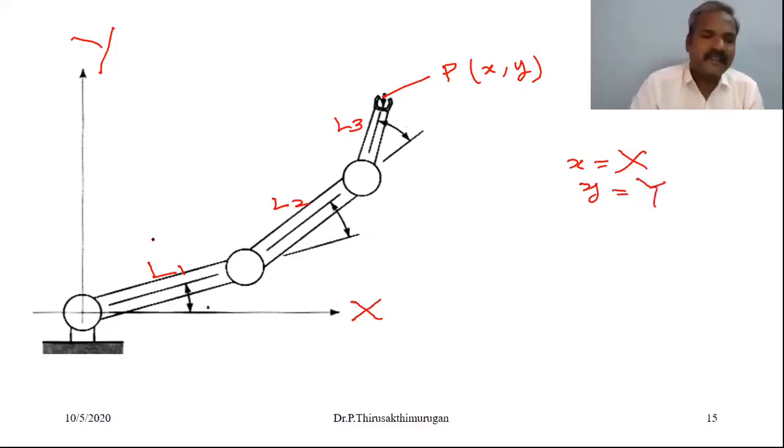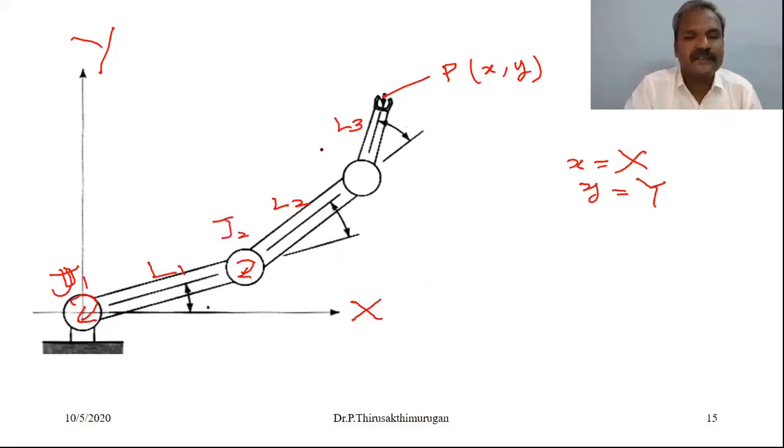In this case, 3 links are there: link 1, link 2, link 3. The first joint is a rotational joint, joint 1. This is another joint, joint 2, also rotational. The third joint is joint 3. All 3 are rotational, not prismatic. This is your end effector, or end of arm tooling.